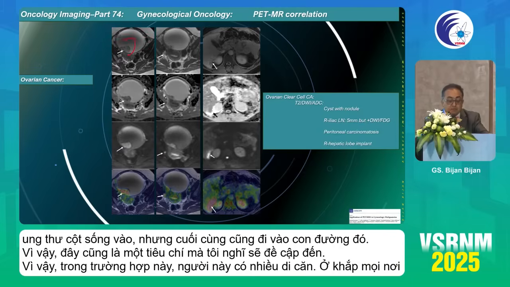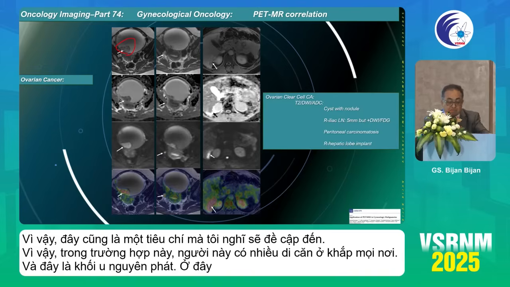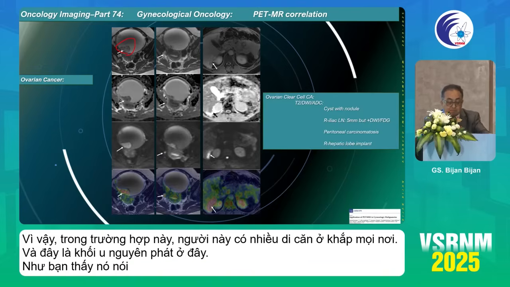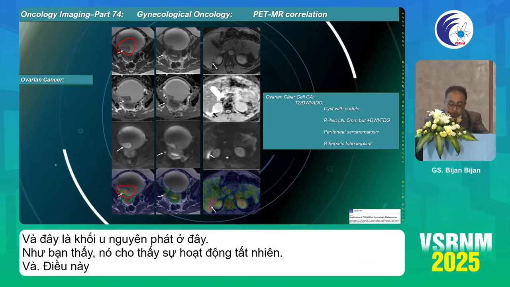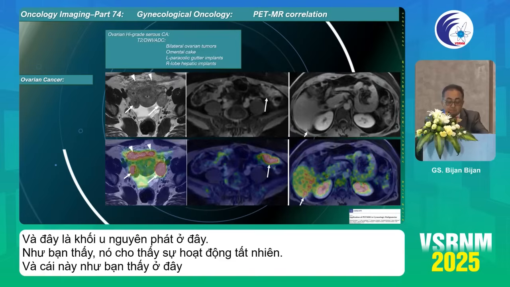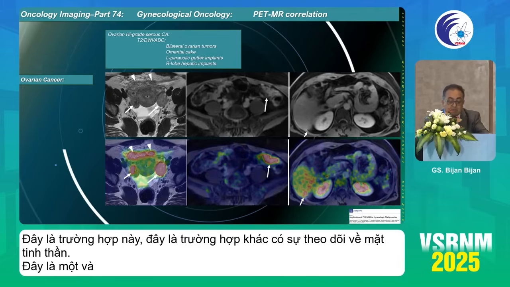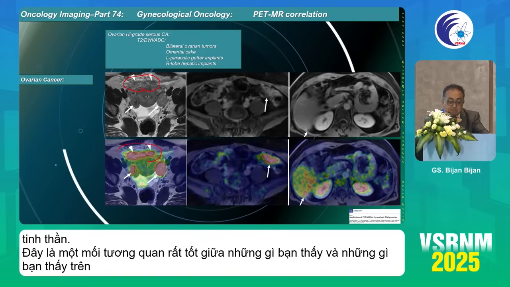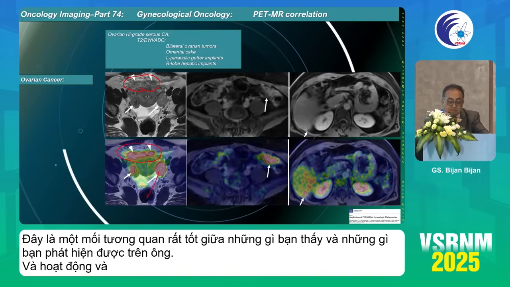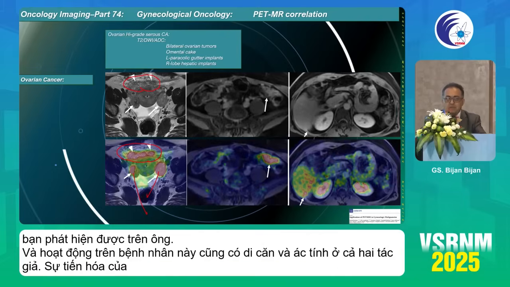And this is a primary tumor here, as you see, and it shows FDG activity, of course. This is another case. This patient has omental caking. There is a very good correlation between the finding that you see on the MR and the FDG activity as you see on the PET scan. Also, this patient has malignancy in both ovaries. Evaluation of the abdominal wall is sometimes difficult by MR, but FDG can actually pinpoint it.